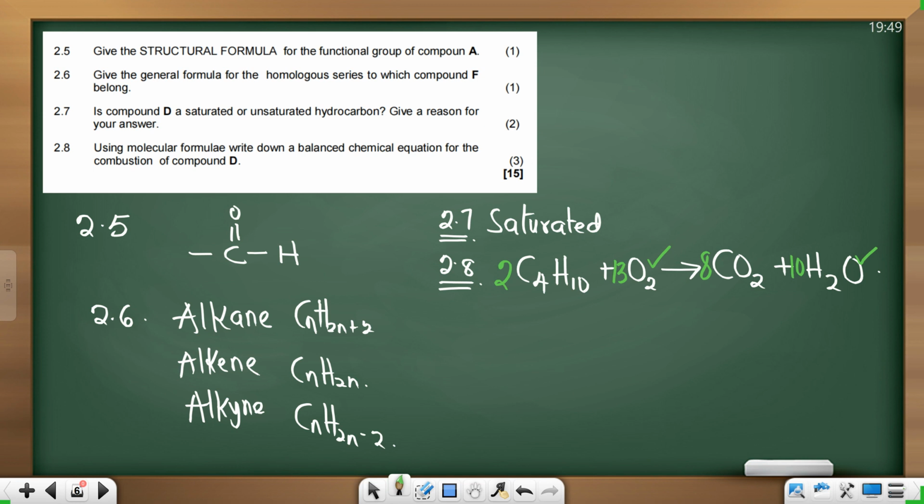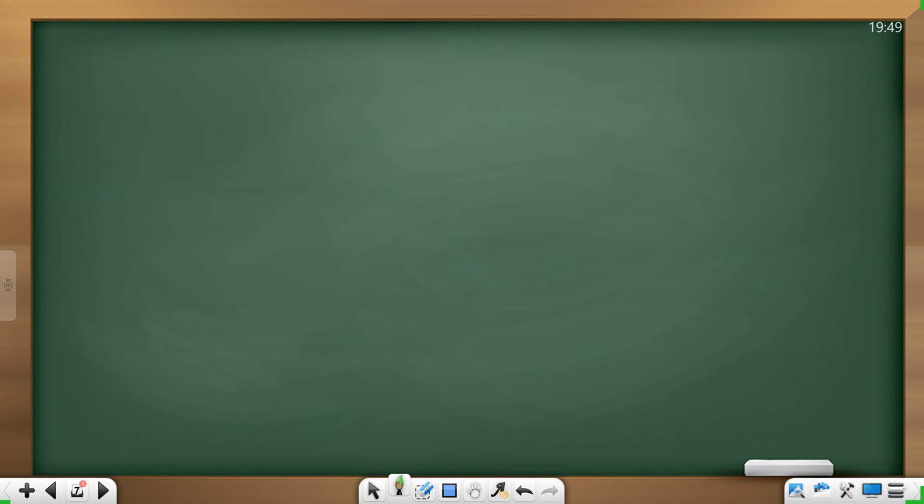Okay, Sophie, I'm going to be your scribe. You are going to lead. So it's C4H10 plus O2 to give us what? CO2 and water. All right, Sophie, what should we do? She said we should put 2 there.